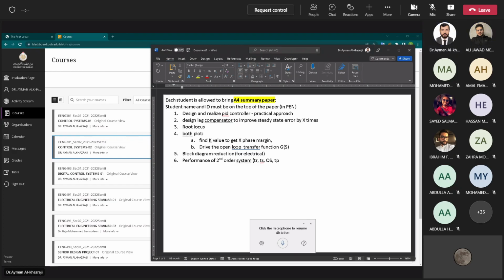Or there is another thing. Zeta. No, it is given in the system. Transient, I will say transient performance. So it will not consider the error.